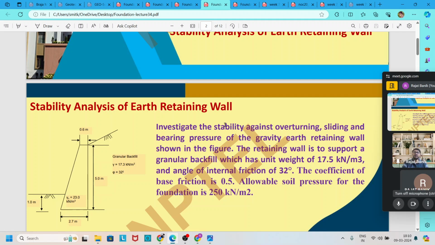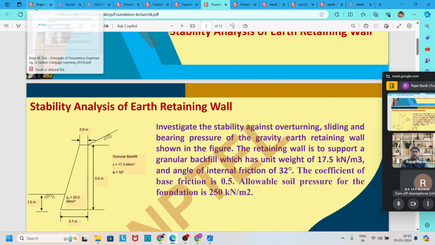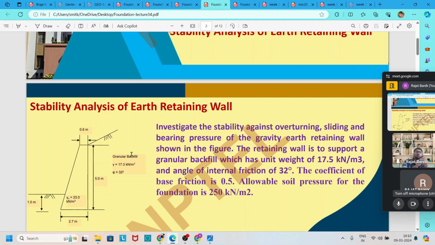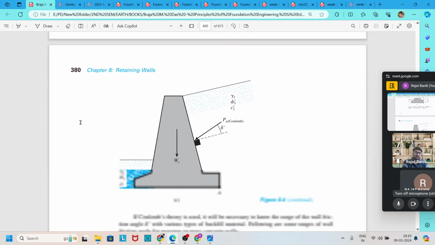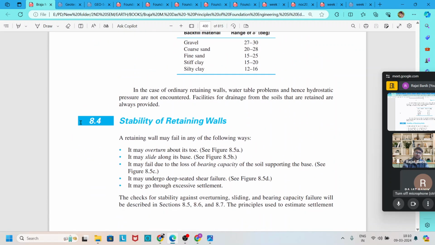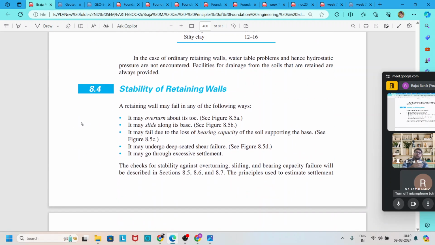I am just discussing the theory of this problem, and I am following the book Principles of Soil Mechanics and Foundation Engineering by Braja M. Das. So I am quickly discussing the theory. You can look into this. For stability of a retaining wall, we need to check the overturning, also need to check the sliding, and also need to check the bearing capacity failure.